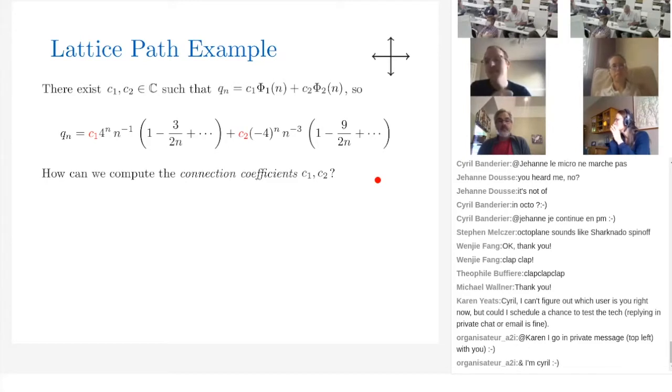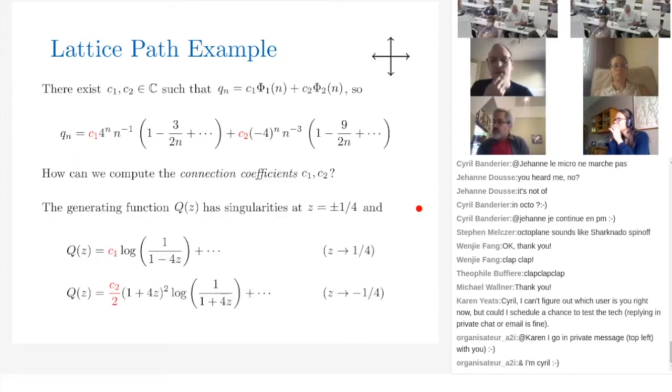So of course, we can estimate them. For instance, you can compute the number of walks of length 1,000, and then divide by 4 to the 1,000 and multiply by 1,000, and you'd get an approximation for this C1. But can we do something more intelligent? Can we do something more rigorous? And eventually, can we determine these constants exactly?